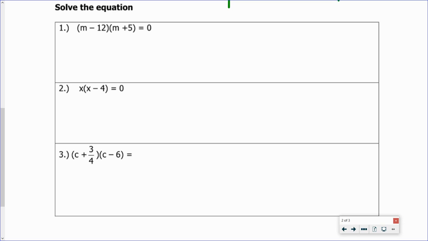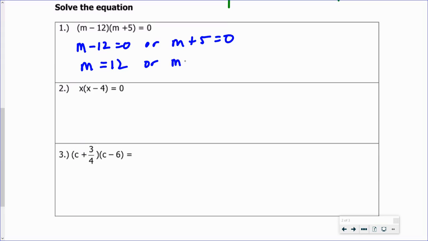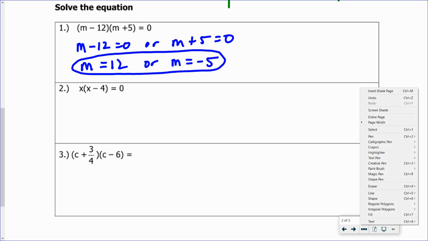So the first example, again, we have 2 numbers that are being multiplied together, or their product is equal to 0. So I'm going to set each of those factors equal to 0. Then I'm going to solve the equation. So here m is going to equal 12, or m is going to equal negative 5. Now, due to time constraints here, I'm going to let you check those answers. Okay, I have checked them already and they are correct.